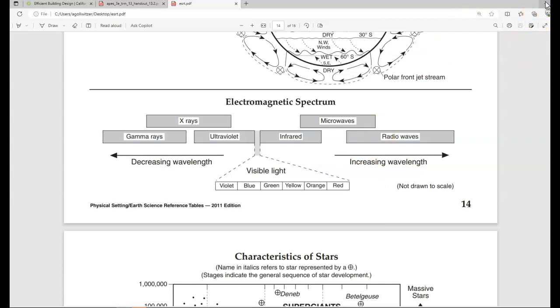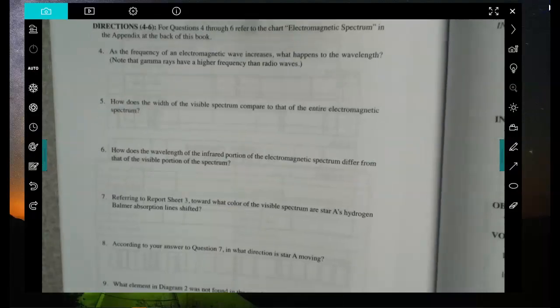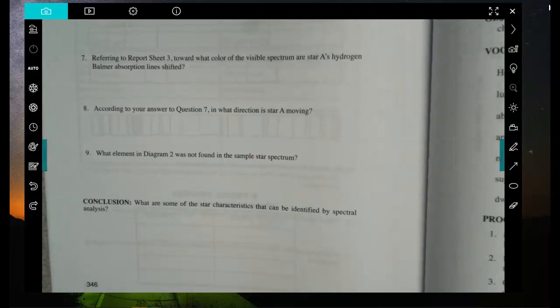But for you guys, because you have reference tables in your binders, just pull out the reference table and open up to page number 14 and use those to answer questions 4 through 6. It'll just save you a bit of time. And don't forget, for your conclusion, a few sentences here. That's really all that you can write about this one, in my opinion.